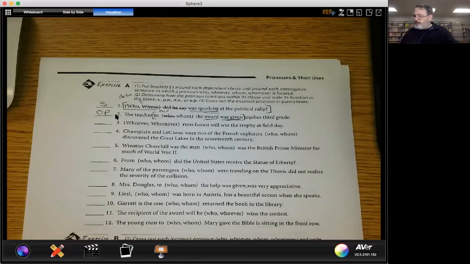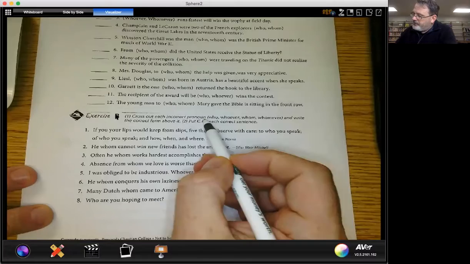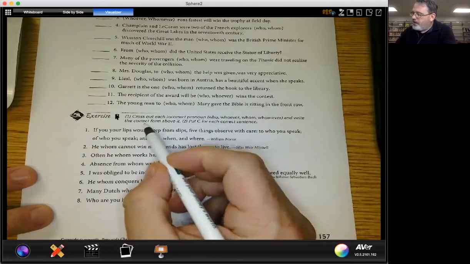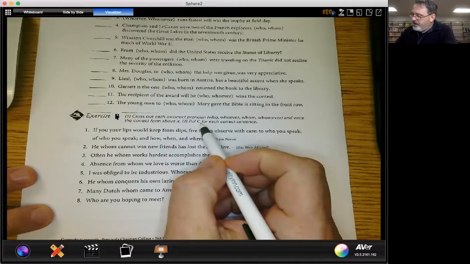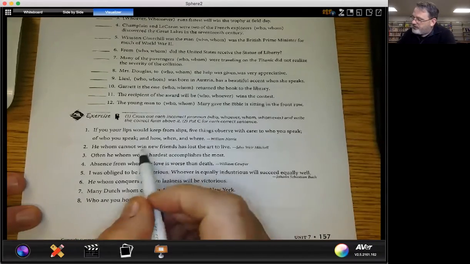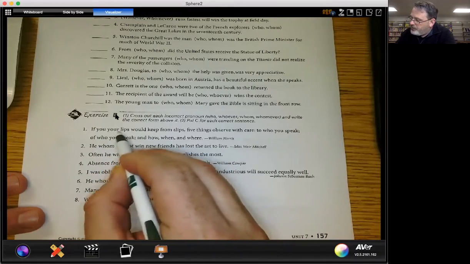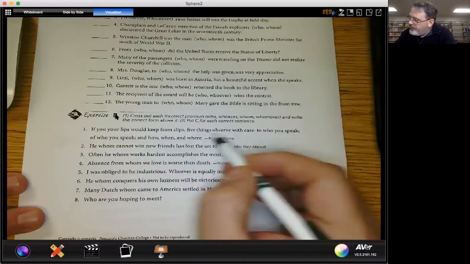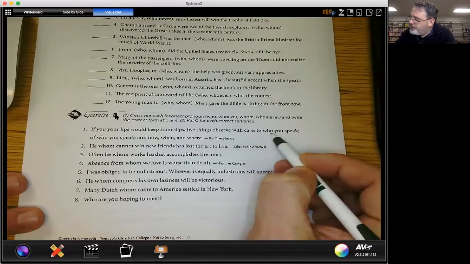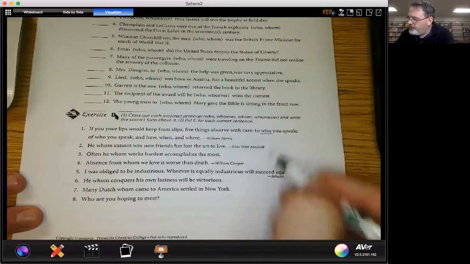Okay, let's look at exercise B. Cross out each incorrect pronoun, who, whoever, whom, whomever, and write the correct form above it, and put C for every correct sentence. So we're looking at either who or whoever, and we're crossing it out and putting the correct form above it, or put C if it's already the right thing. So let's find it in the sentence. Where is it? Who, whoever. If your lips would keep from slips, 5 things observe with care, to who you speak. All right, so that's the word we're concerned with, to who you speak.